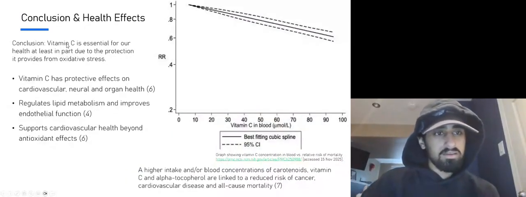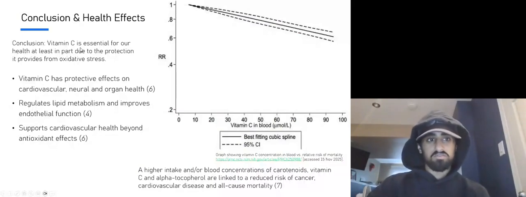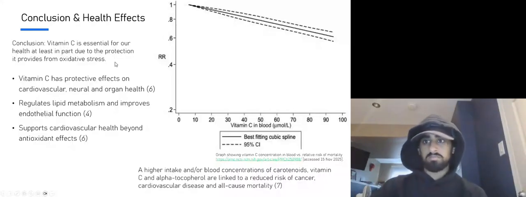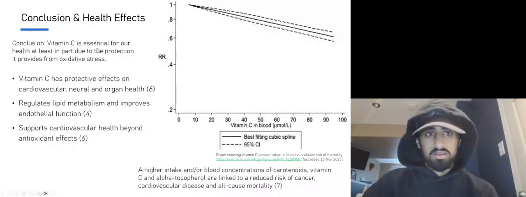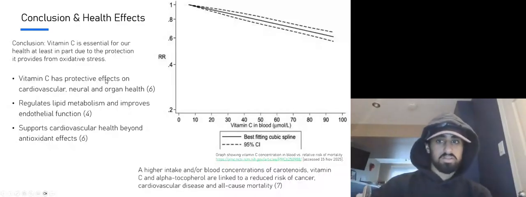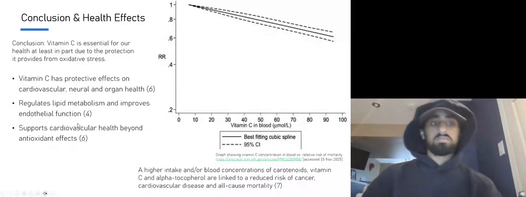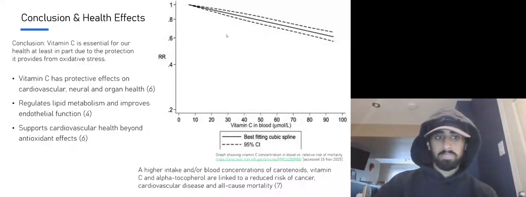So, for my conclusion, vitamin C is essential for our health, at least in part due to the protection it provides from oxidative stress. And the way it provides that protection is through the mechanism that I showed previously. Some health effects that vitamin C has: it has a protective effect on cardiovascular, neural, and organ health. It regulates lipid metabolism and improves endothelial function, and it supports cardiovascular health beyond antioxidant effects.